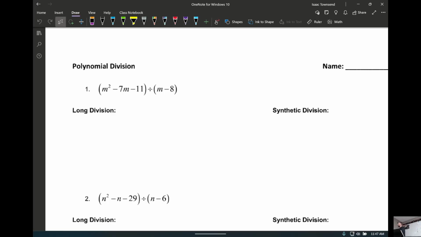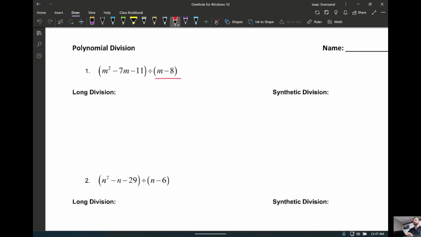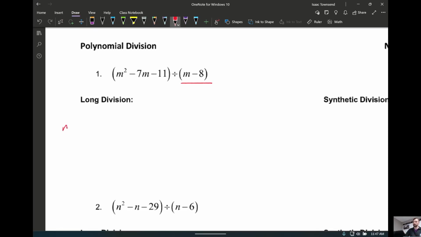Okay, so we're going to look at long division for the first couple questions, and then we'll backtrack and talk about synthetic division. Okay, so long division is where you're going to take the divisor, m minus 8, and you've got to put that out front of the long division. So that's kind of the setup. You have to know how to write it. And long division is an algorithm, which just means it's got a couple of steps that we repeat as many times as we can.